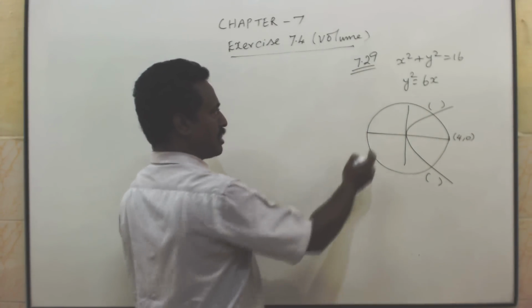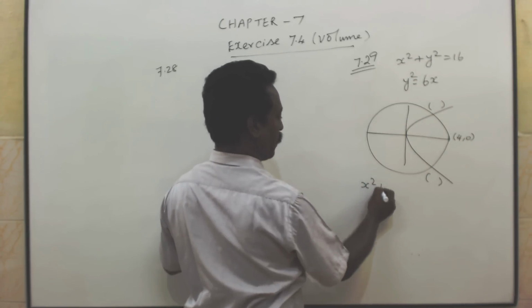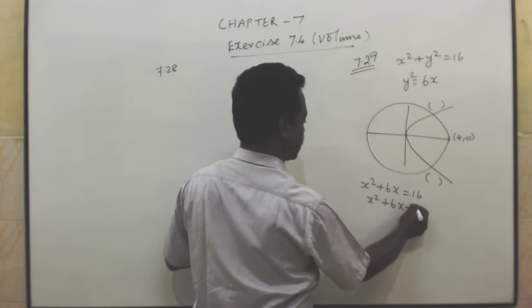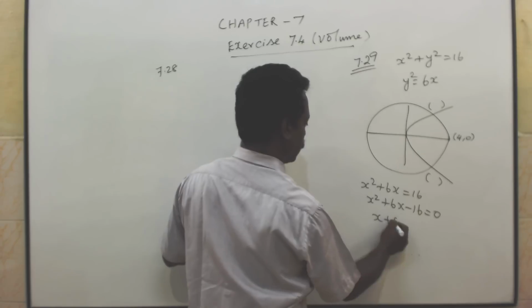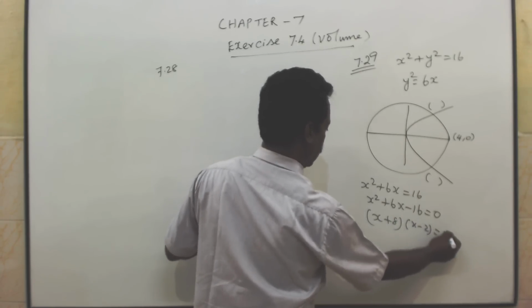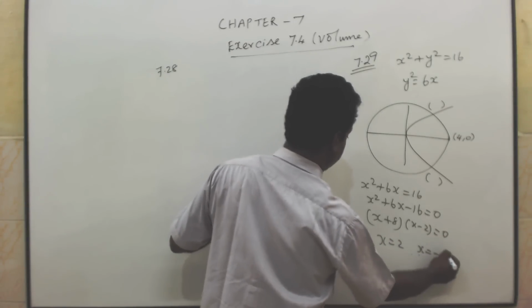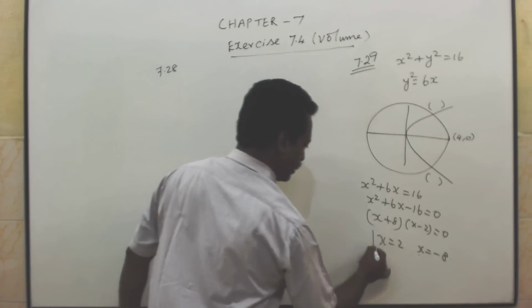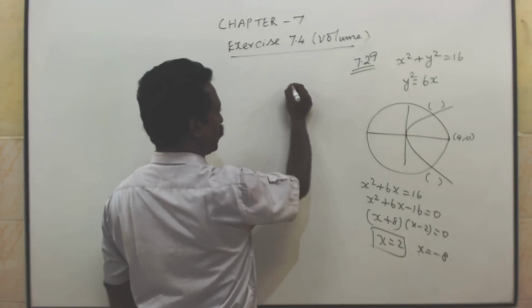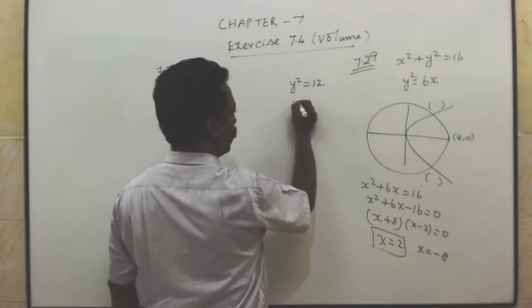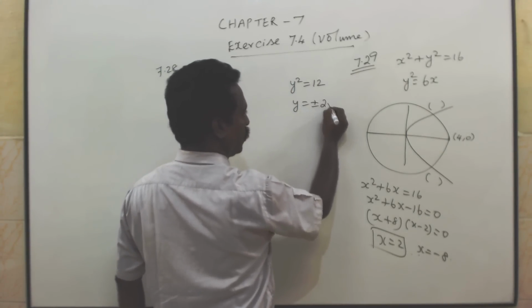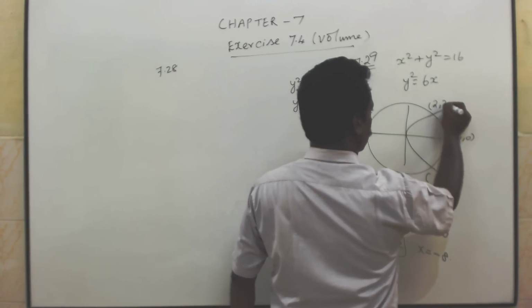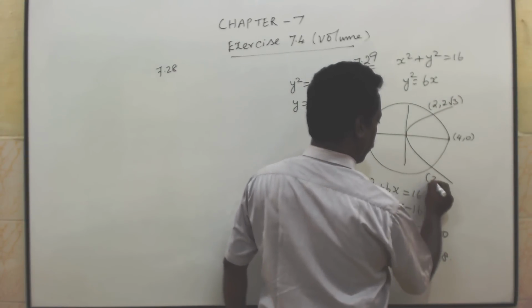circle. So instead of y square, 6x: x square plus 6x equal to 16, x square plus 6x minus 16 equal to 0, factorize: x plus 8, x minus 2 equal to 0, x is equal to 2, x is equal to minus 8, not at all possible. In the first quadrant and fourth quadrant, x is positive. Therefore, x is equal to 2. Substitute x is equal to 2, y square equal to 6 twos are 12, y equal to plus or minus root 12. Root 12 means 2 root 3. Therefore, one point is 2 comma 2 root 3, another is 2 comma minus 2 root 3.